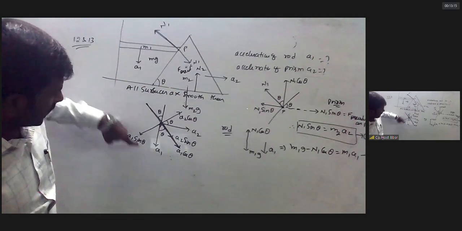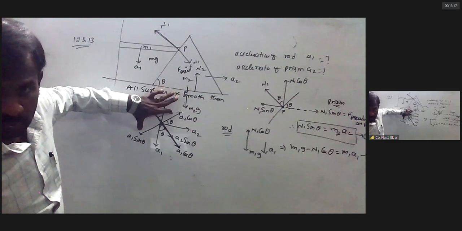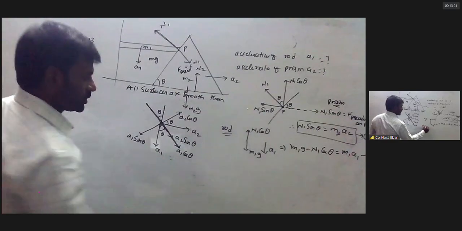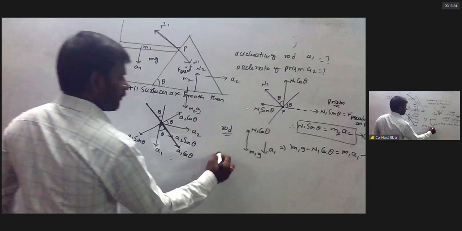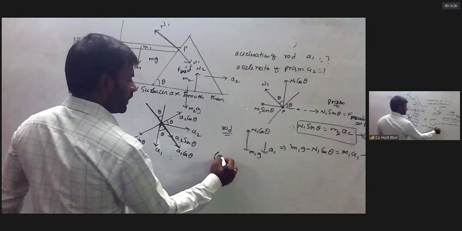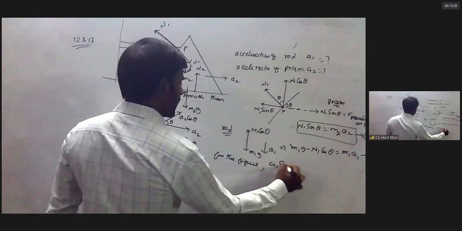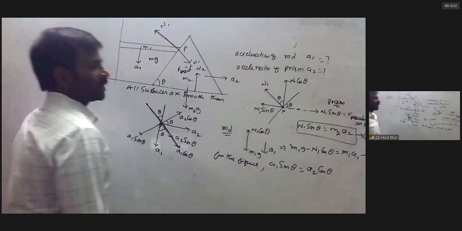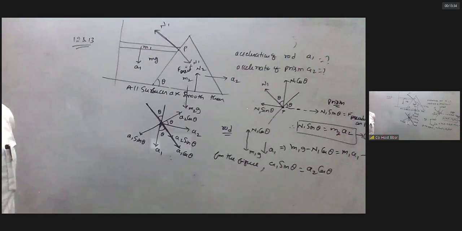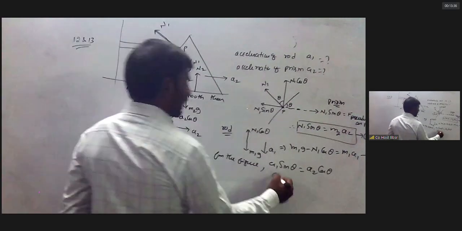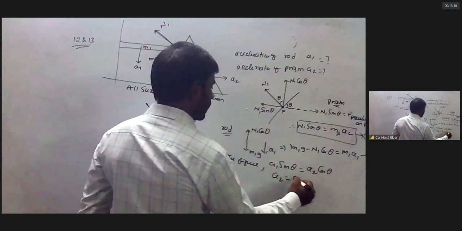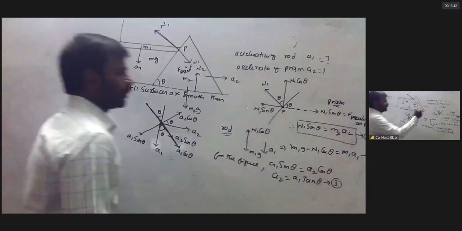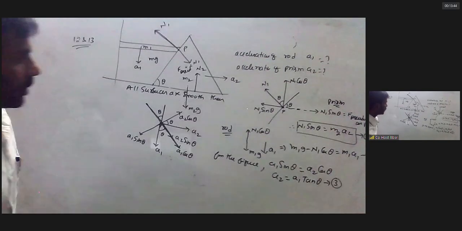The relative acceleration between these two should be equal to how much? 0. So from the figure, what do I write? A1 sin theta equal to A2 cos theta. So we want to calculate A1 and A2. First I can write A2 equal to A1 tan theta. Equation number 3. Put all the things. What do we do, you see?